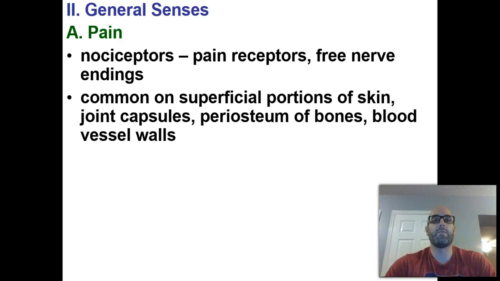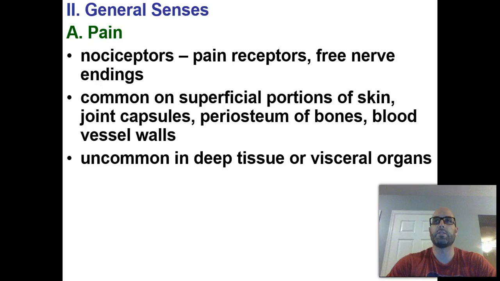You will also have a lot of nociceptors in joint capsules, which is essentially inside the joints of your knees and your elbows and things like that. The periosteum of bones, which is the outer layering. When you break a bone, it hurts really bad. And actually in blood vessel walls. All of this is to indicate to you that there is something wrong with your environment and you're deviating from homeostasis, and it'll bring it to a conscious awareness and a subconscious awareness.